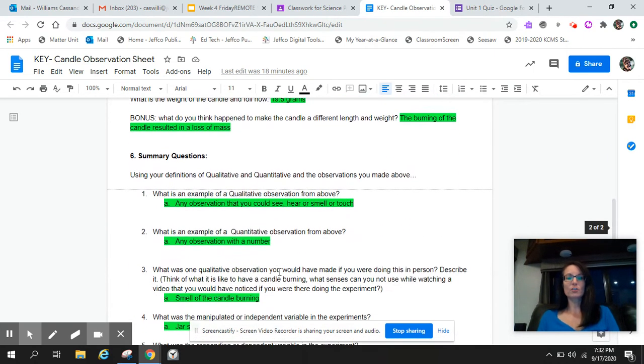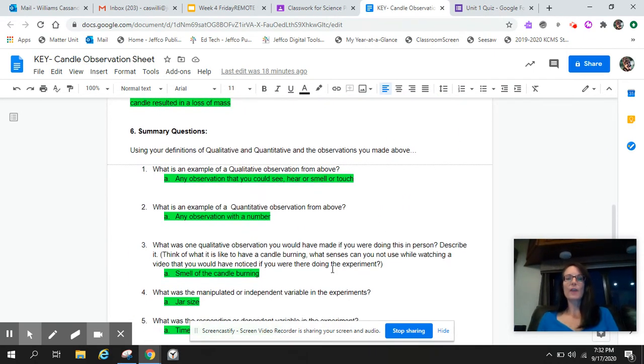And our summary questions to kind of go over and interact more with these vocabulary words. Number 1 asked you, what is an example of a qualitative observation? So any observation you made about this candle experiment that you can see, you can hear, you can smell, hopefully you wouldn't touch the candle, but maybe even thinking about putting your hand up to it, feeling warmth. So a qualitative observation, again, is anything that doesn't have a number. It's a quality that you're observing.